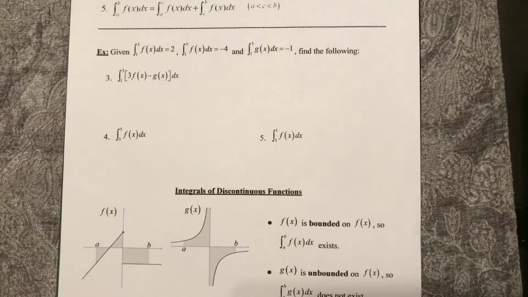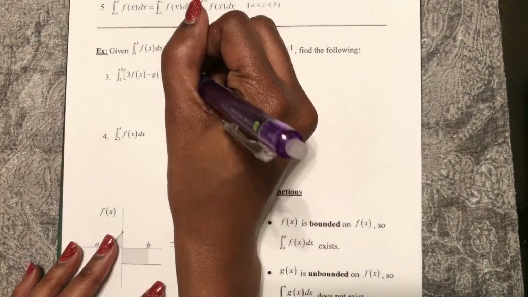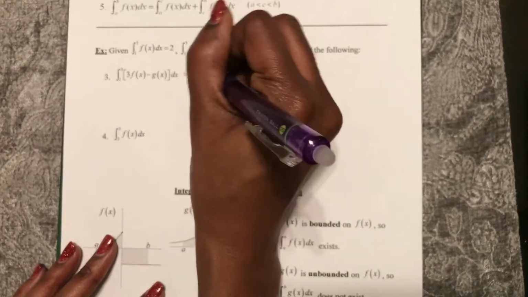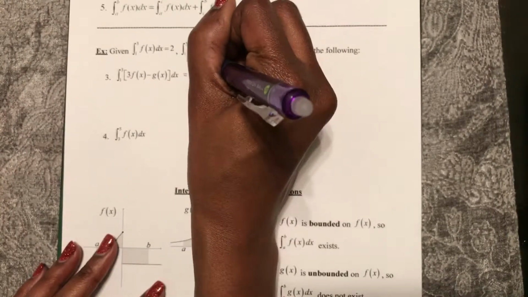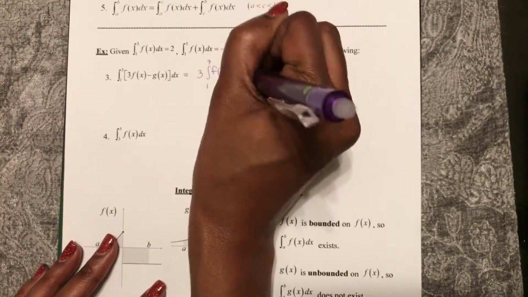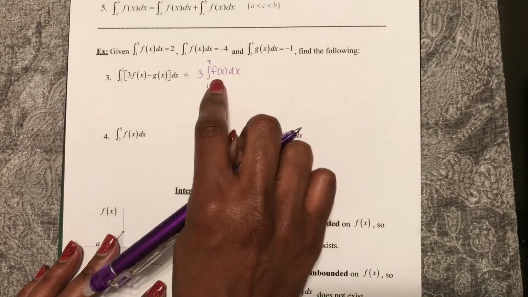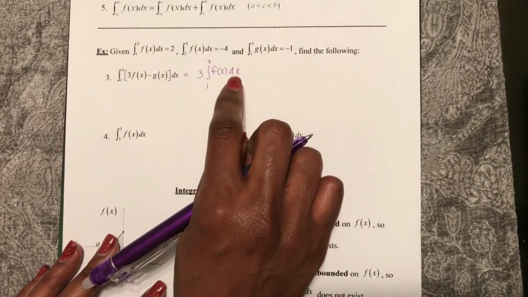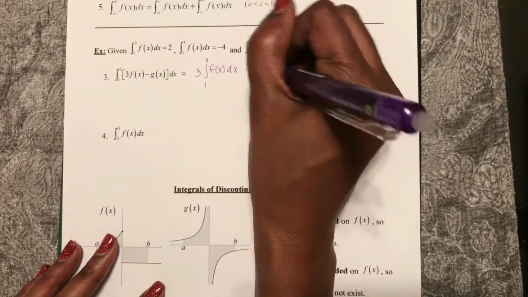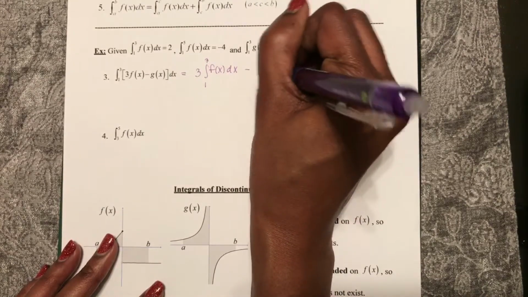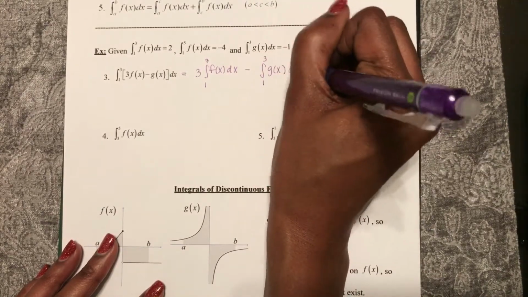So here we want to use properties of definite integrals to help us evaluate these problems. On number 3, I have the integral from 1 to 3 of 3 times f of x minus g of x. So I can break this up to be 3 times the integral from 1 to 3 of f of x dx. Now notice I have a dx on every integral. You must write dx every time, minus the integral from 1 to 3 of g of x dx.